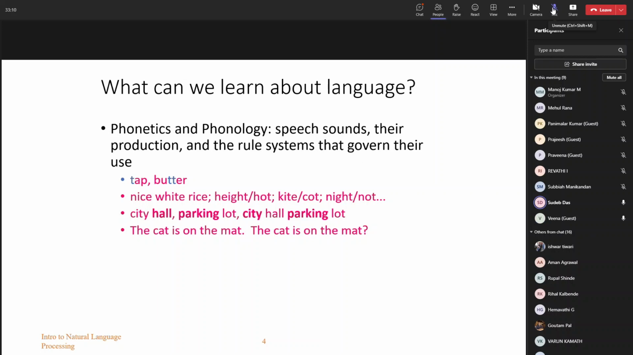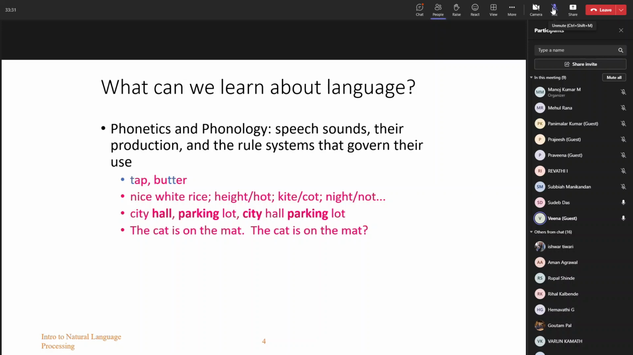Now phonology means, suppose "nice white rice," this is the proper order I have made. That's why we can make out that white rice is very nice. If I put "nice" in between white and rice, then it is not a proper order. White, nice rice. Yeah, correct.